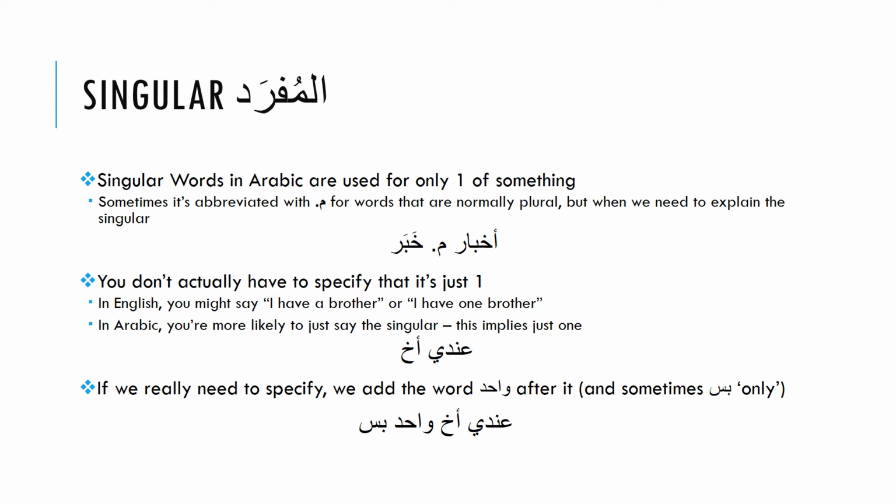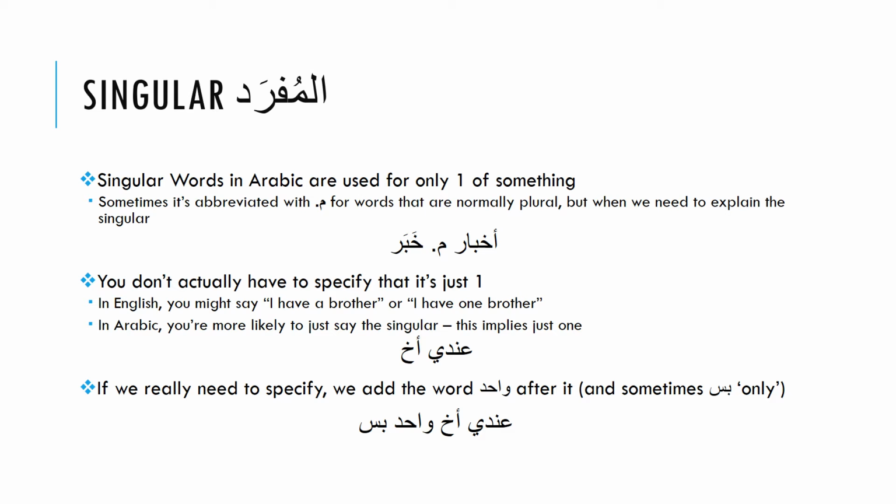So, we know a lot of this information already, but I just wanted to summarize it into a single set of slides to make sure we're all on the same page. So, in Arabic, we have the singular, known as al-mufrad. Singular words in Arabic are used for when you have one of something. That's pretty obvious. Sometimes, incidentally, this will be abbreviated with meem from the word mufrad for words that are normally plural, but sometimes we want to tell you what the singular is.